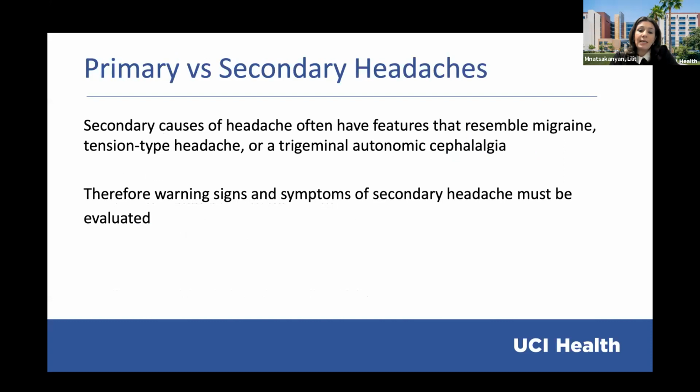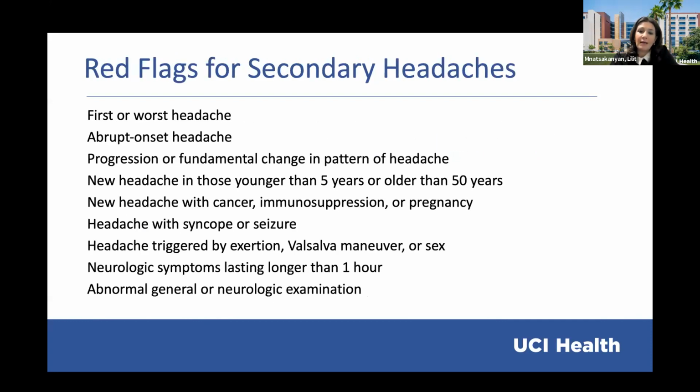Secondary causes of headaches may closely resemble migraine, tension-type, or trigeminal autonomic cephalalgias. Therefore, it is important to be familiar with the warning signs of these headaches. Some of the red flags are anytime there is the first and the worst headache, a headache with abrupt onset, or progression of a typical headache. So if someone has a lifelong history of tension-type headaches, it doesn't mean they may not get a tumor or stroke or anything else that could cause additional issues.